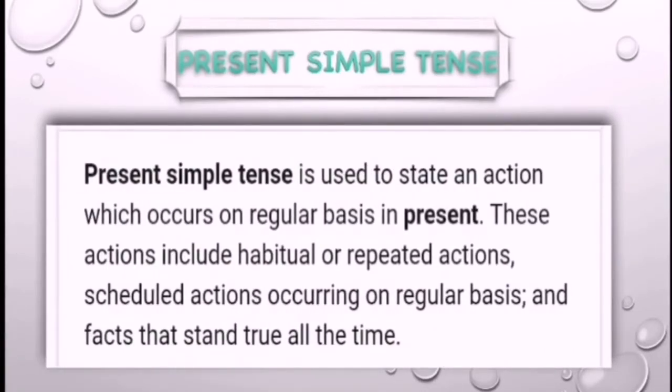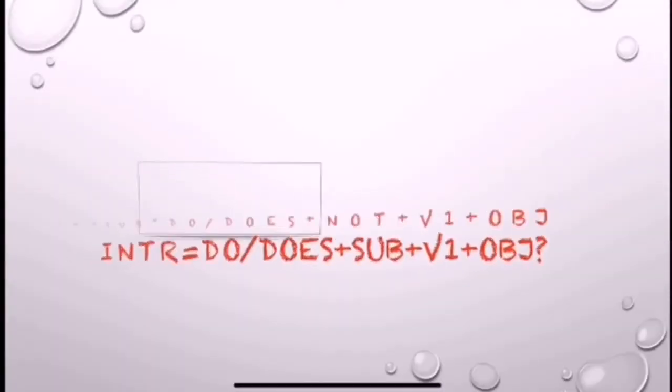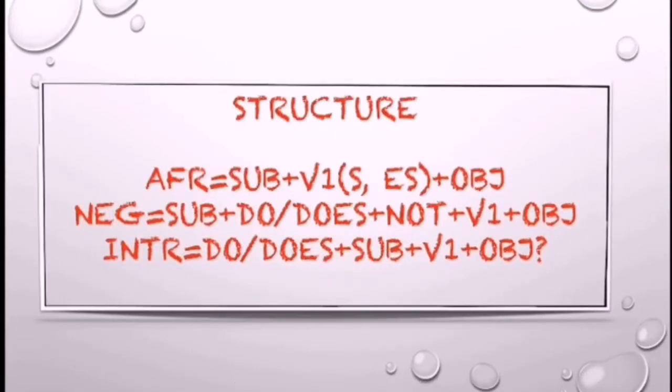Present simple tense is used to state an action which occurs on regular basis in present. These actions include habitual or repeated actions, scheduled actions occurring on regular basis, and facts that stand true all the time. Now let's see the structure of present simple tense in affirmative sentences.